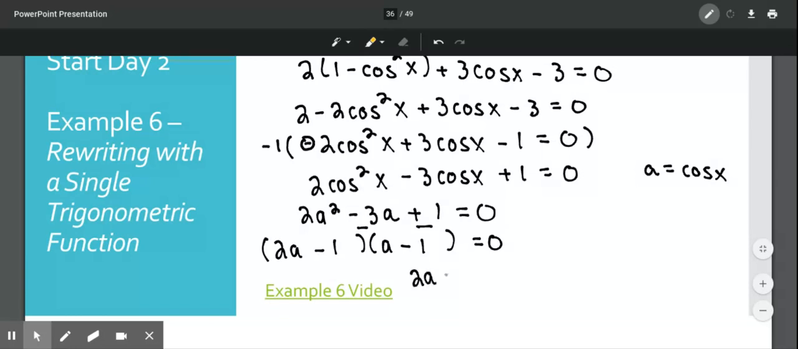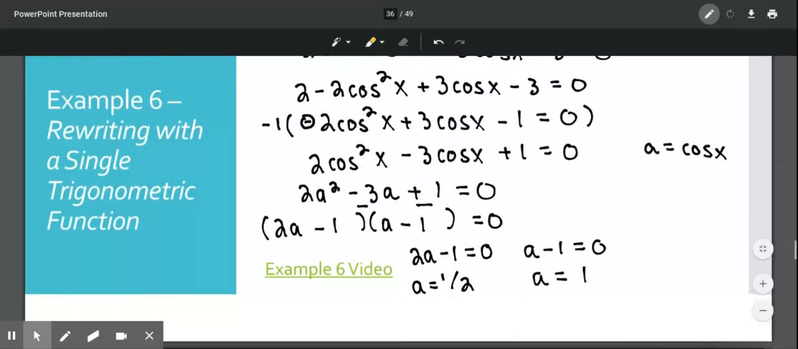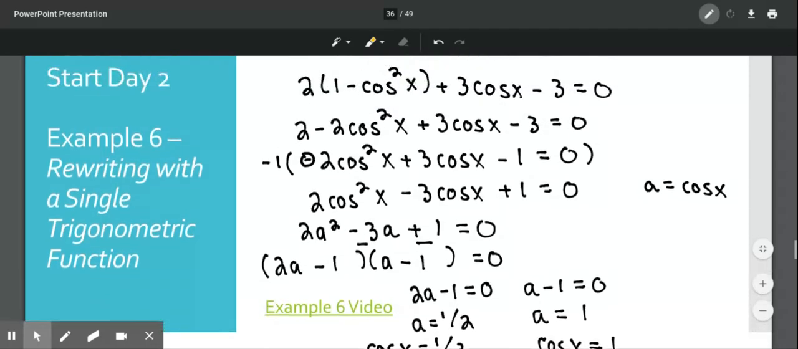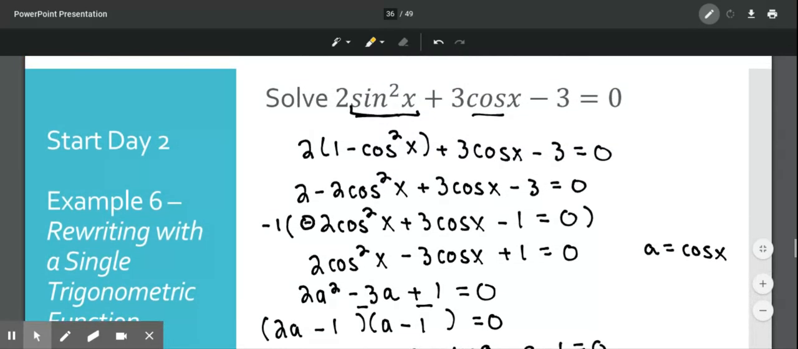So now if we set each factor equal to 0, we get that a is 1/2 and that a equals 1. But remember that cosine actually was our value, not a. So we have to figure out, when does cosine equal 1/2 and when does cosine equal 1? If we check back at the problem to see, we don't have any restrictions, right?